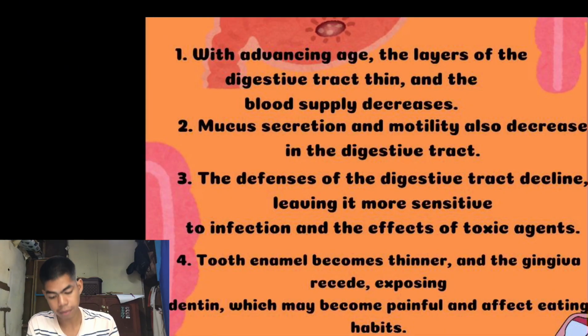The tooth enamel becomes thinner and the gingiva recede, exposing dentin, which may become painful and affect eating habits. So that is the effects of aging on the digestive system. For better learning, let's watch this video.